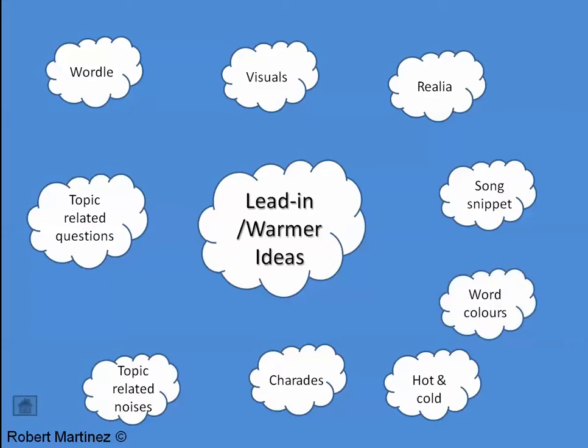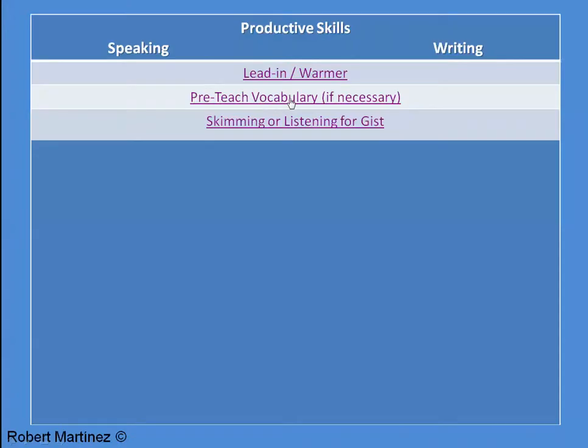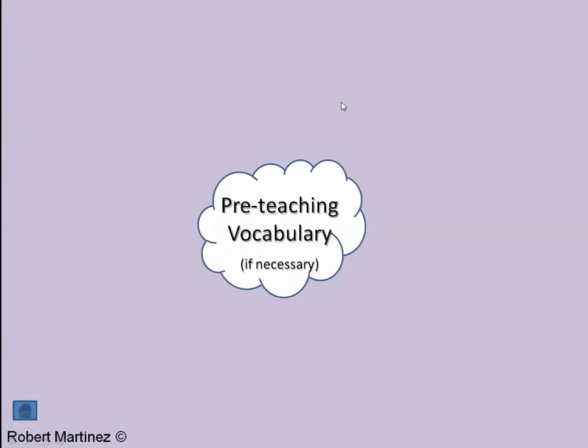Or you could also have another activity called word colors. You give them some words that they have to classify according to the color they think the word has. Obviously, there are no right or wrong answers, but again, it's making them use their brain and making them think and speculate and discuss in preparation for what's coming up. It would be the pre-teaching vocabulary stage, if necessary.